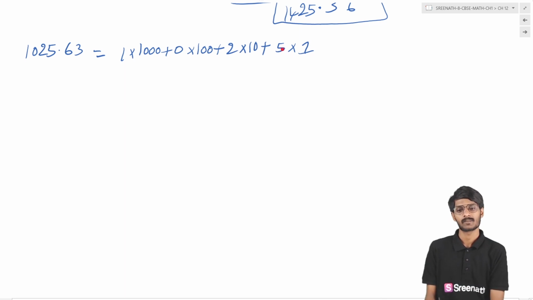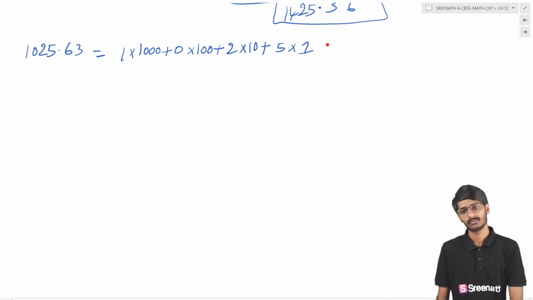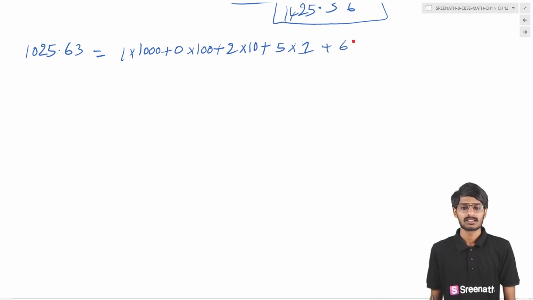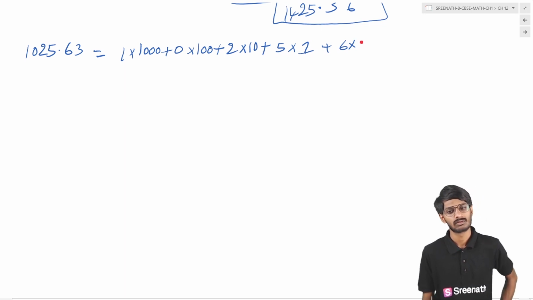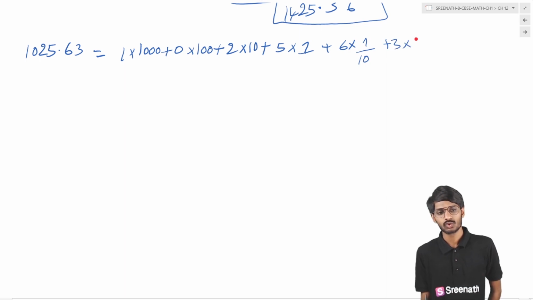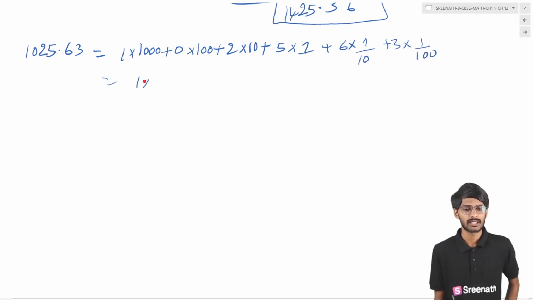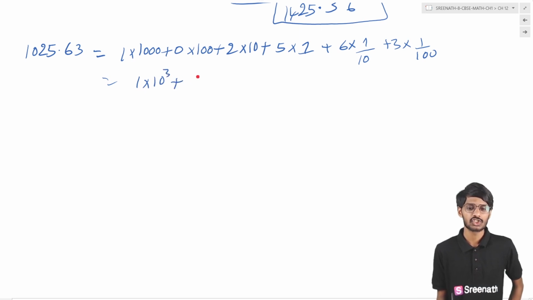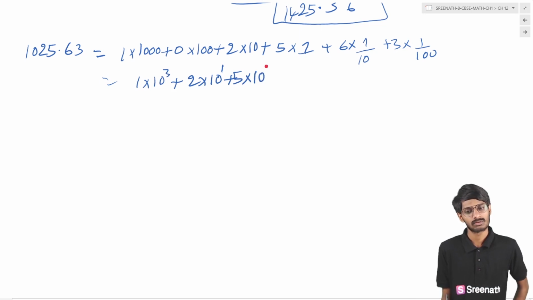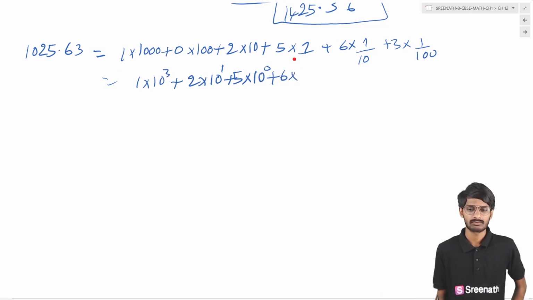This is the thing. Plus 6 into 1 by 10, plus 3 into 1 by 100. So we can write it as 1 into 10 cube, plus, it is 0 now, we can remove it. So this is 2 into 10 power 1, plus 5 into 10 power 0, plus 6 into 10 power minus 1.